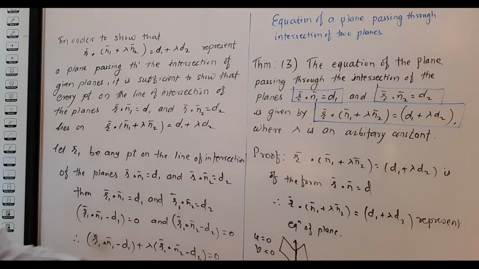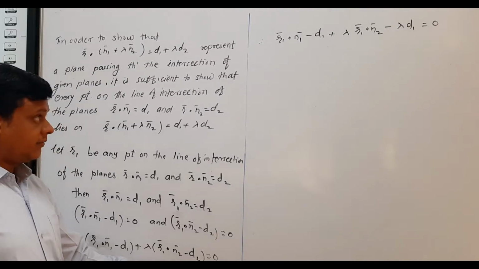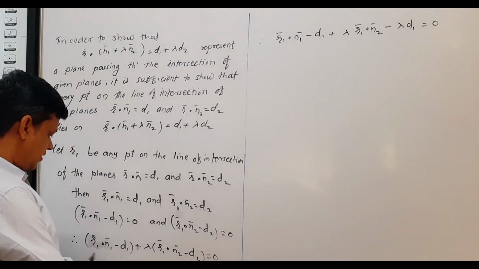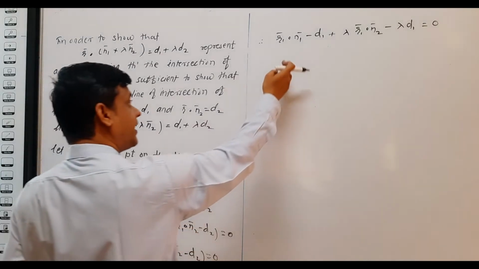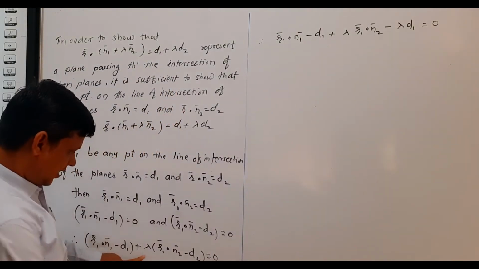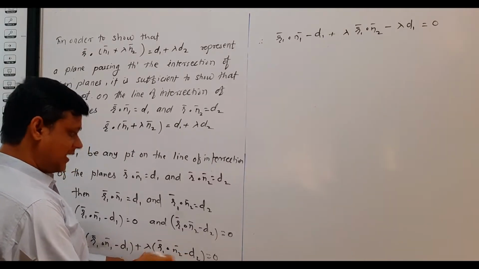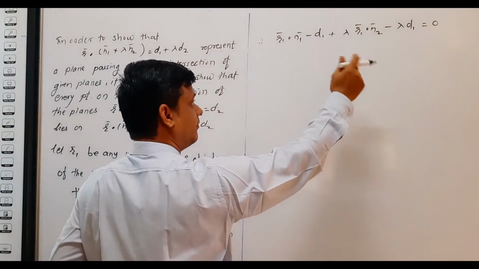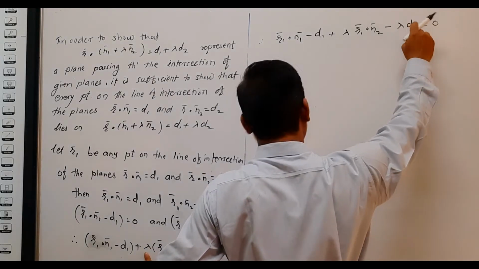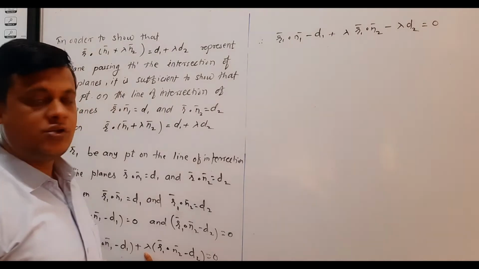Now we multiply by lambda to this equation. So we multiply by lambda to this second bracket. So we get here first bracket as it is. So we remove the bracket: r1 bar dot n1 bar minus d1 plus lambda into r1 bar dot n2 bar minus lambda into d1. Here in place of d1 we require d2. Lambda into d2 equals to 0.